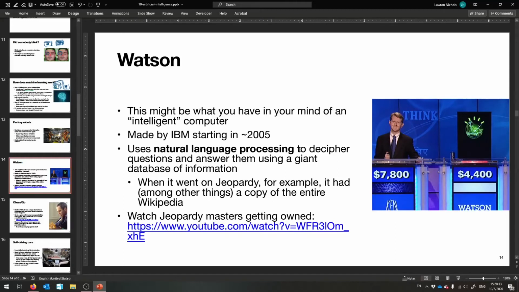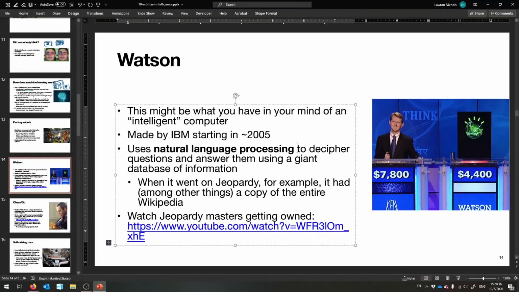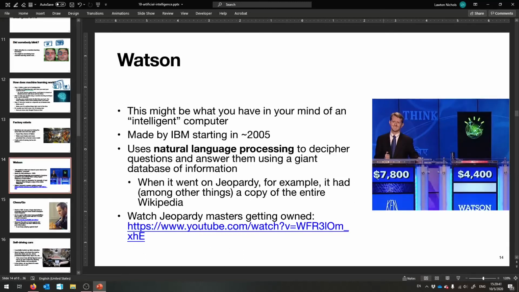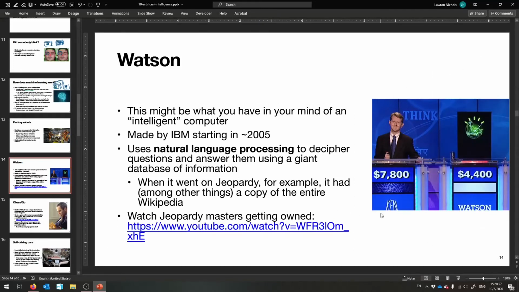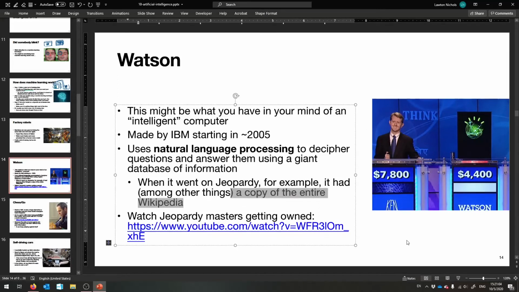And it uses its knowledge of English and its programming to decipher the questions that are asked on the game show Jeopardy. And it answers them in the proper format, and it uses a huge database of information. And that database is gigantic. One of the things, for example, when it went on Jeopardy, it wasn't connected to the internet. It was just sitting alone with its giant database. It had the entire copy of Wikipedia on it, for example, among many, many other things.